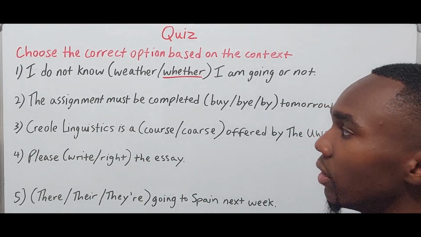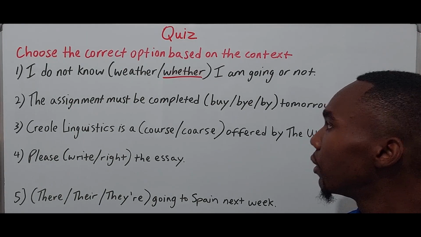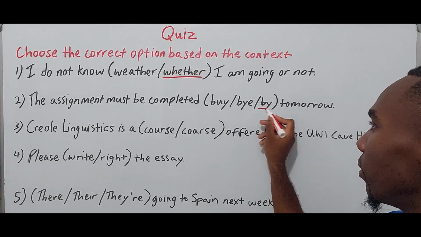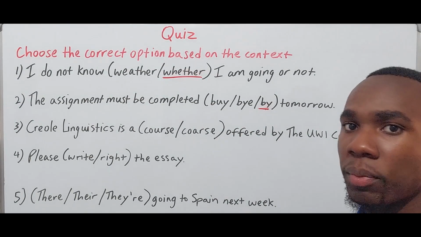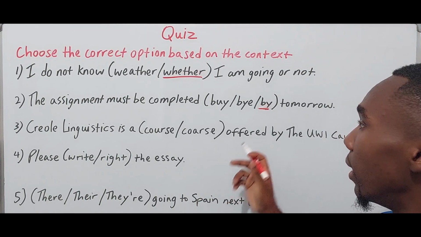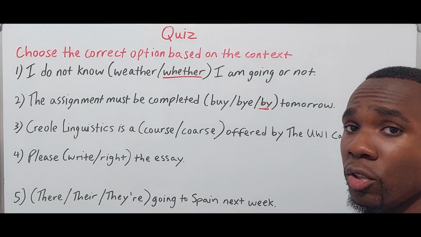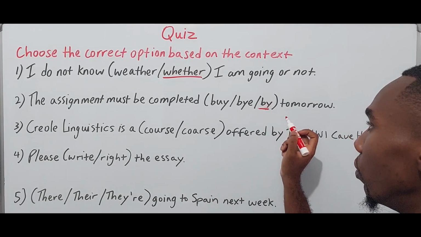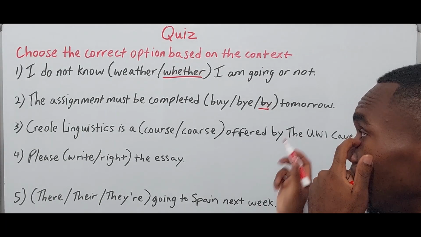So 2, the assignment must be completed by tomorrow. Which spelling? By. We want the preposition by. BUY means to purchase. BYE is a shortened form of goodbye. And BY can have multiple uses, but one of the uses is to mention deadlines, right? So we want BY.